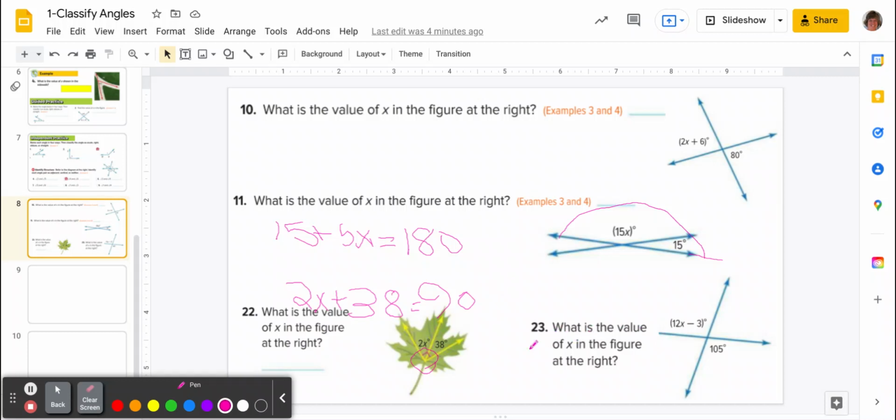Number 23 says, what is the value of x in the figure at the right? We know that this angle is vertical to this angle. Vertical angles are exactly the same. So we know that 12x minus 3 equals 105, and we would solve it from there.